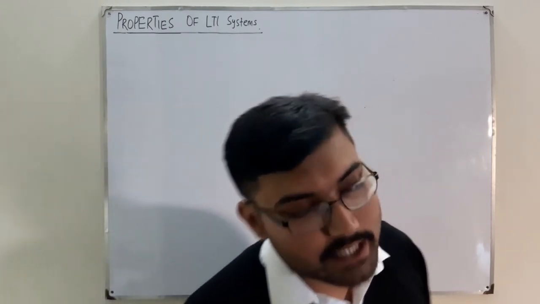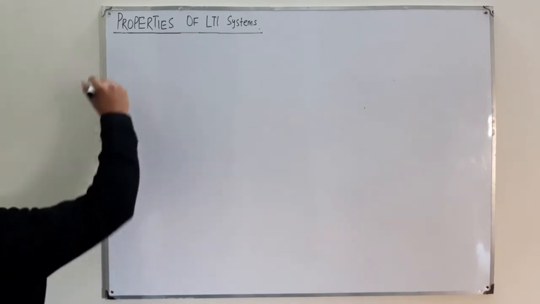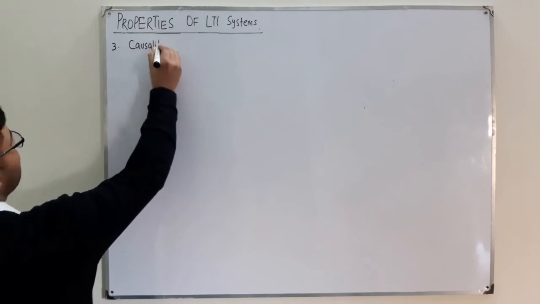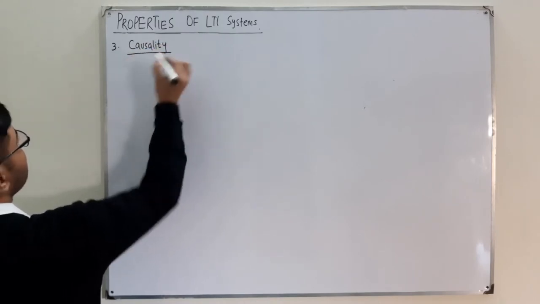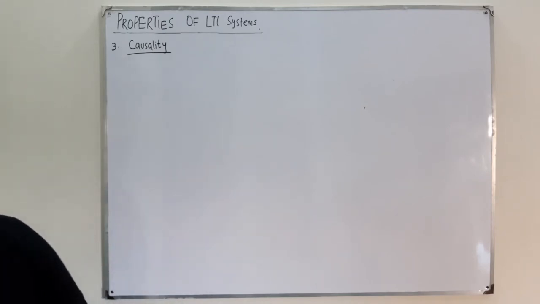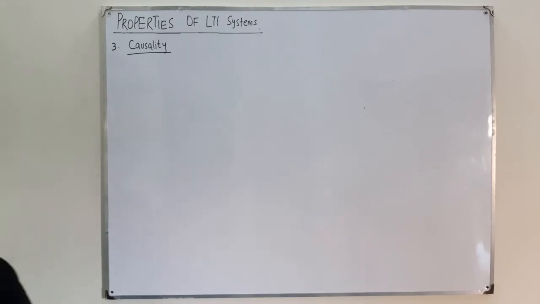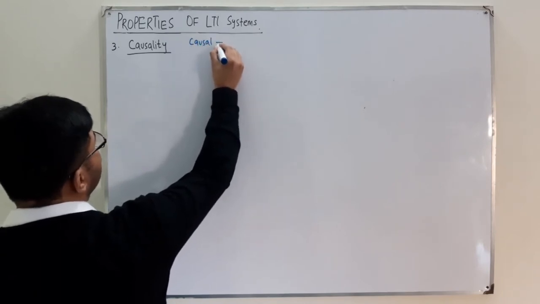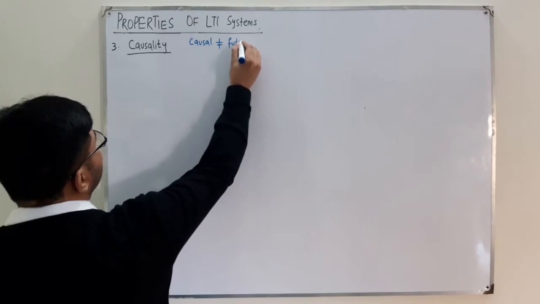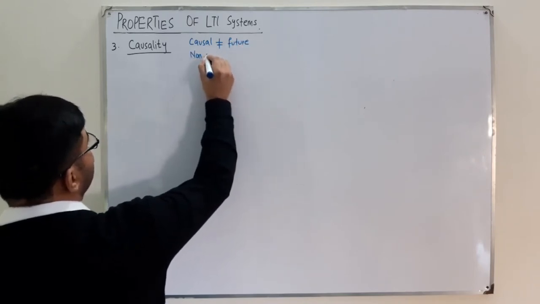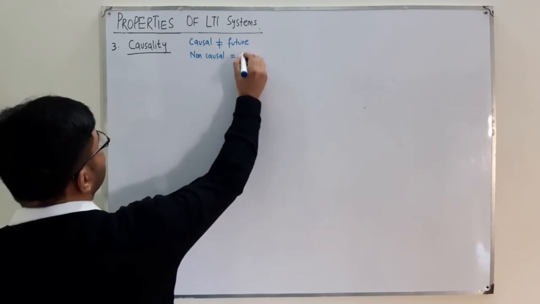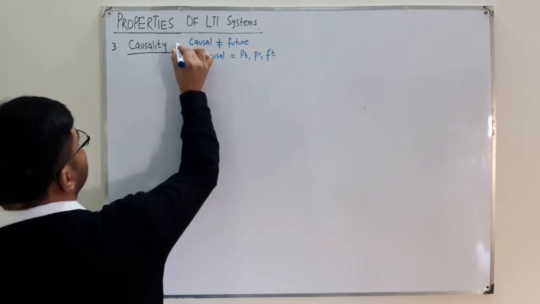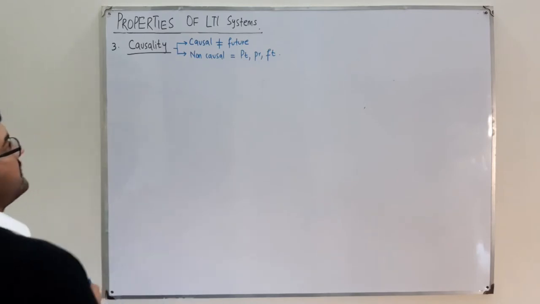Salaar Khan here, and today with the third property of the LTI systems, that is causality. Depending on causality, we have causal and non-causal systems. If we define a causal system, we don't have a future value for that. For causal, I would just write: not equal to future. And a non-causal could have anything. Non-causal is equal to past, present, or future, whatever it is. So these are the two on the basis of causality.